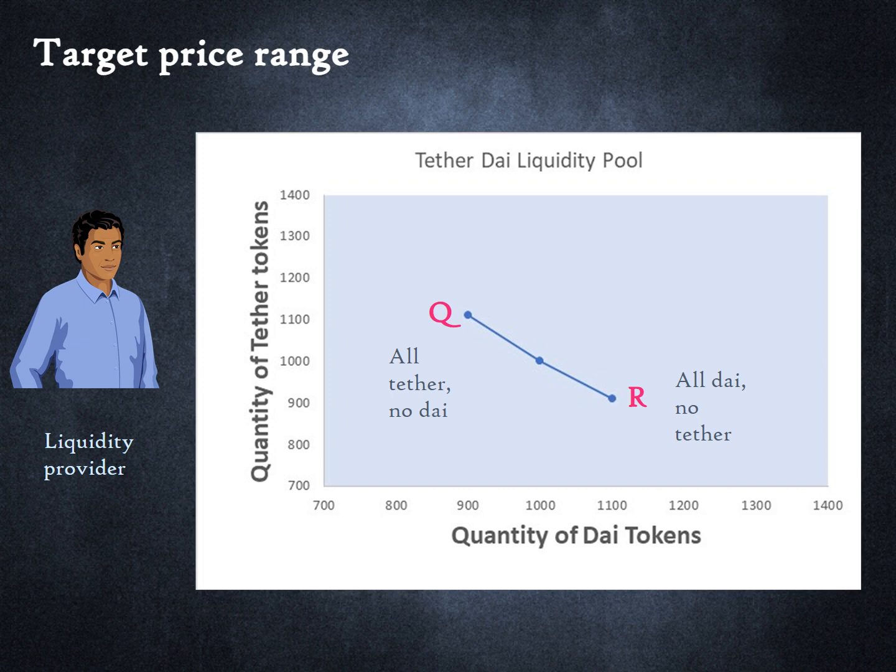In this example, at point Q, the liquidity provider has 100% of his balances in DAI tokens. If a trader wished to sell more Tether to the liquidity pool in exchange for DAI, the LP does not have any more DAI tokens to give back to the trader. At point R, the LP has 100% of his balances in DAI. If anyone wanted to sell DAI to this pool in exchange of more Ether, the LP will not have any more Tether tokens to give.